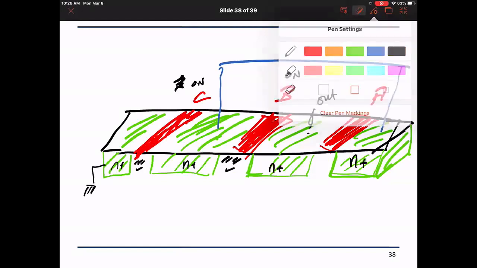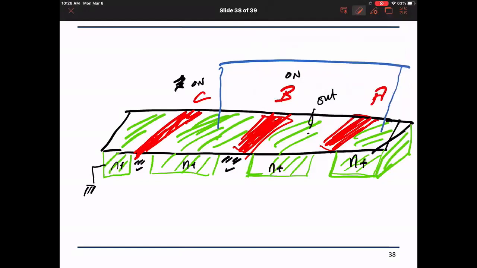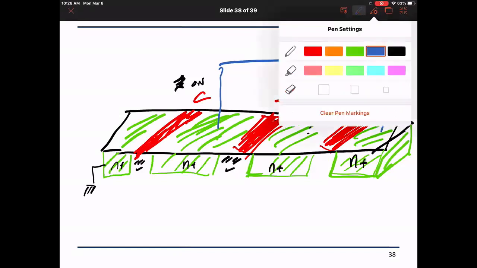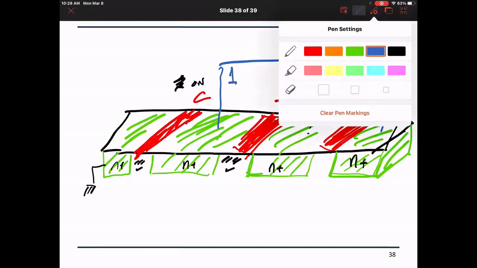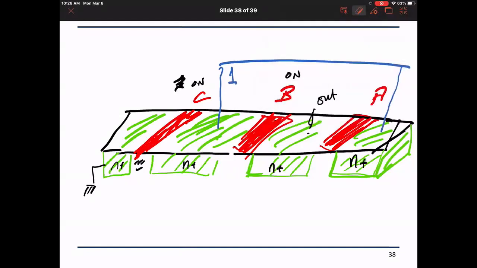Okay. So now let me assume that all of them are on. Then A is also connected. But is it clear how node 1 is really built? So node 1 now is nothing but the common diffusion.